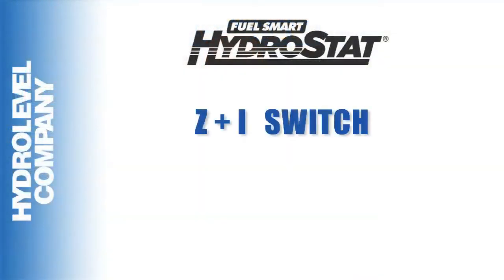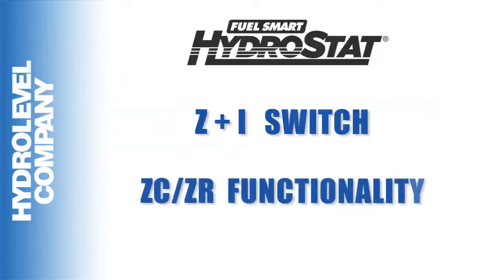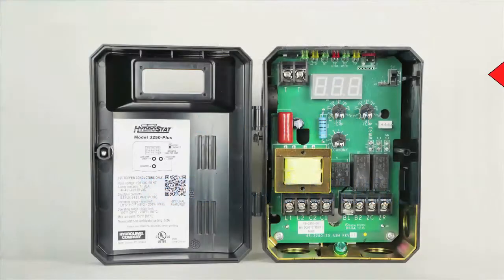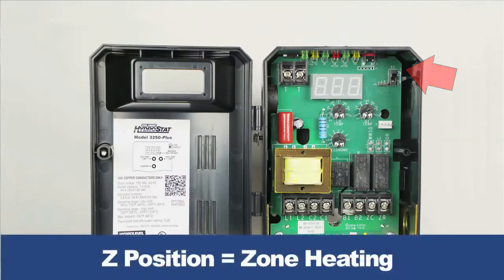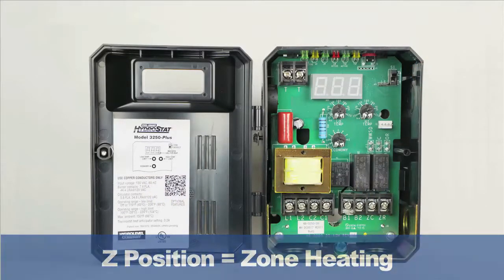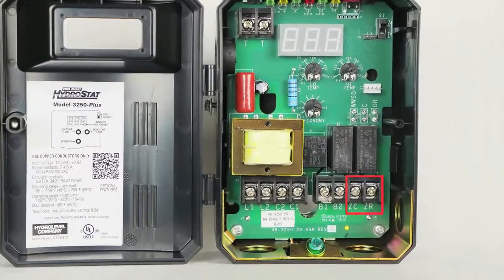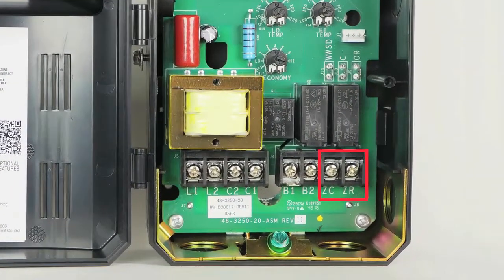Z and I switch with ZC-ZR functionality. When the ZI switch is set to the Z position, which refers to zone heating, the ZC-ZR terminals can be used in a traditional way for controlling external zone relays, especially when a tankless coil is present.